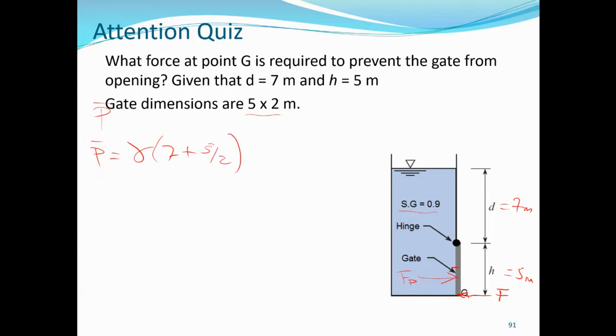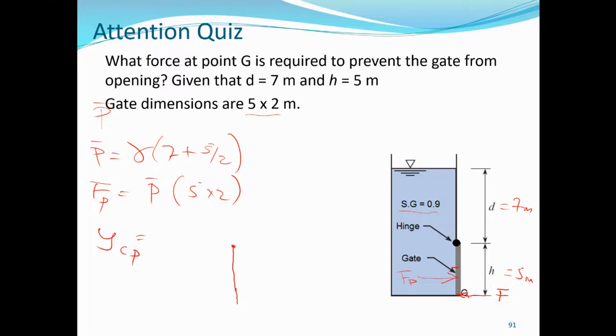Then you find the pressure force, times the area. The area here is 5 times 2. And then you find the center of pressure using the formula. Once you find the center of pressure, you now draw the free body diagram of the hinge and apply the equations of equilibrium.